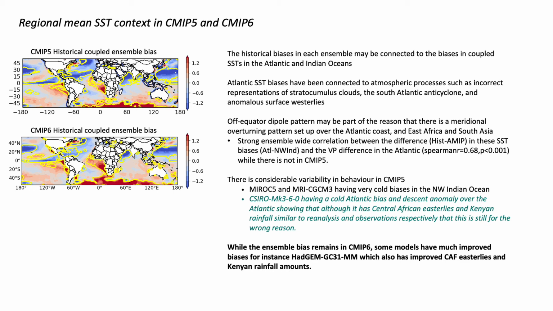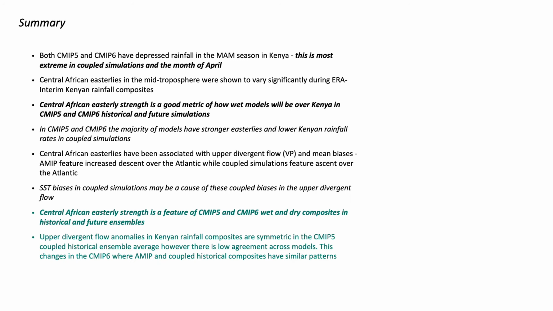So while there is still an ensemble bias in sea surface temperatures in CMIP6, some models have much improved biases, for example, HadGEM, which has also improved its Central African easterly and rainfall biases. So here's a summary of some of the things that I've mentioned so far, but this work is ongoing and the points at the end are more about variability. Any feedback or opinions about this work would be very welcome.